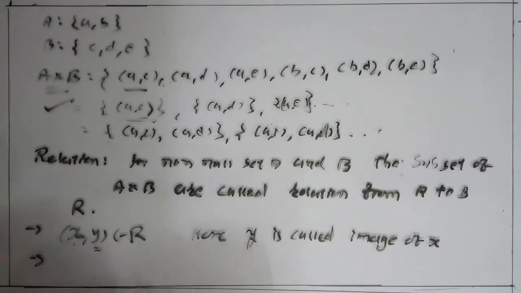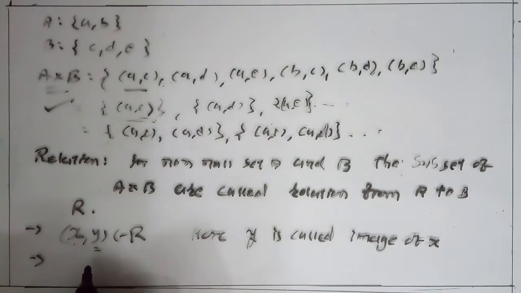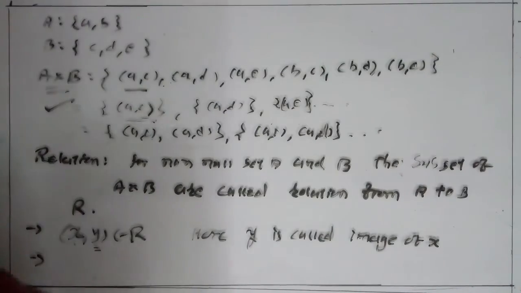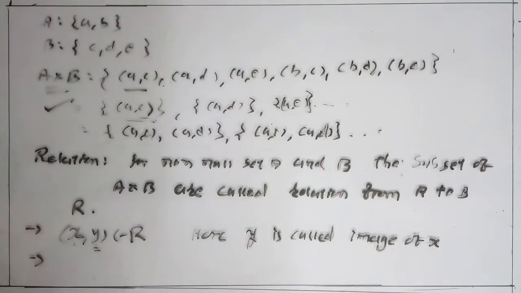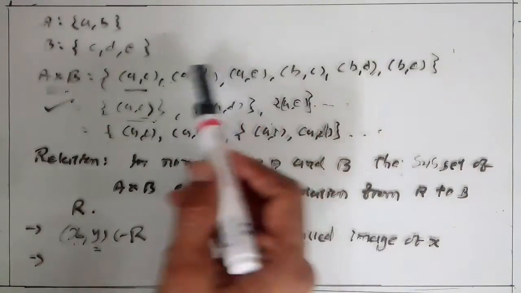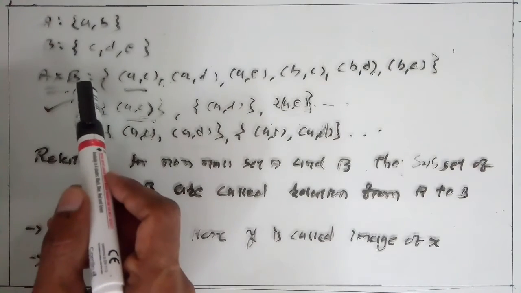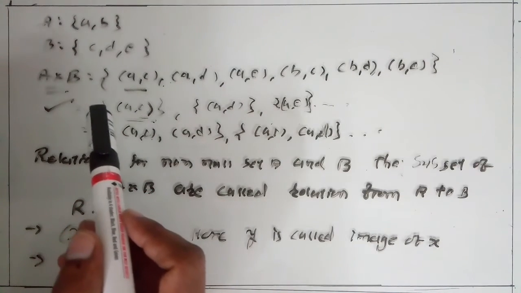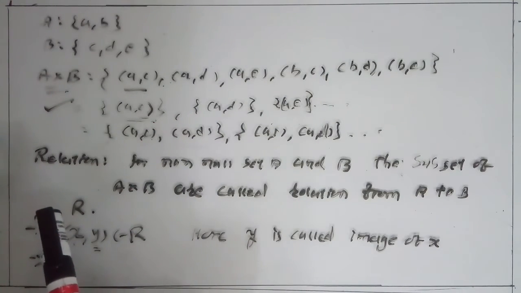Now, for a relation R from A to B, B is called the codomain of this relation. Now remember this, student. Here A contains 2 elements, B contains 3 elements, then A cross B contains 2 into 3, that is 6 elements. So the number of subsets of A cross B is 2 raised to 6. And all 2 raised to 6 become relations from A to B.